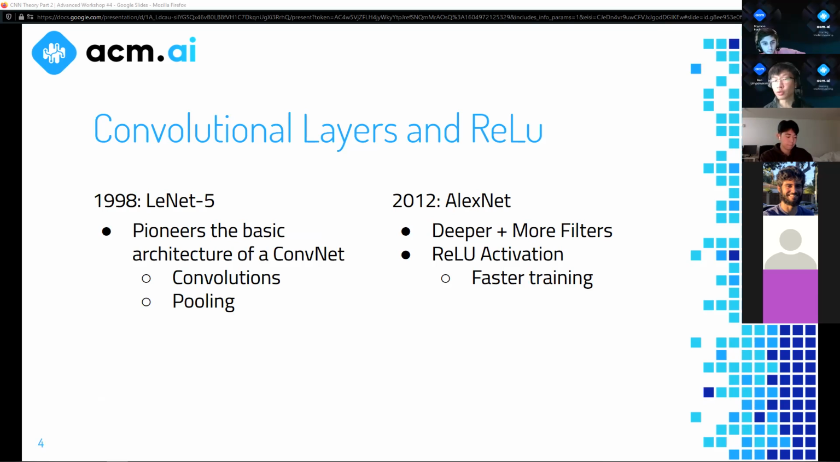And then in 2012 was when it really took off with AlexNet, which is what we just talked about, where it added deeper layers. So there's more layers and also more filters per layer. And it also introduced ReLU activation, which was faster to train because the gradient was really simple to calculate, right? The gradient was just 1 since it's a line, and 0 when it's below 0.